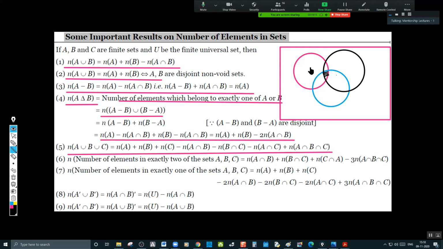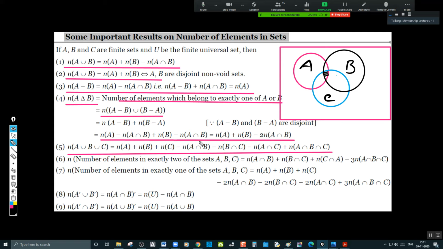Now, if you want A union B union C, this is A, this is B, this is C. You have to understand that this is N of A plus N of B plus N of C minus N of A intersection B minus N of B intersection C. Whenever you are subtracting A intersection B once, this part will also be subtracted. Whenever you are subtracting N of B intersection C, again this part will be subtracted. Already subtracted, again it will be subtracted. When you are subtracting N of A intersection C, this is again subtracted. So it is subtracted three times.